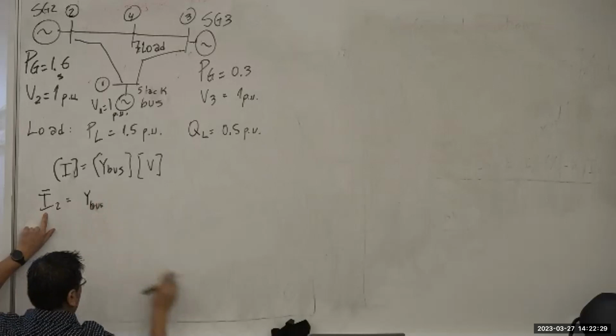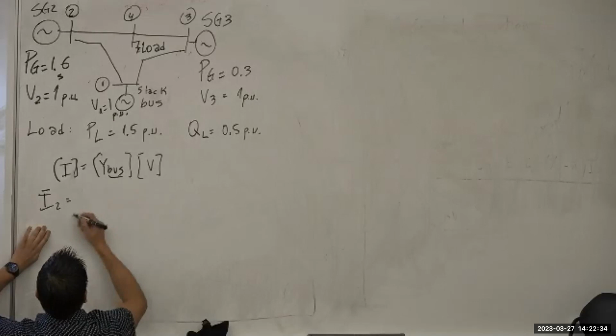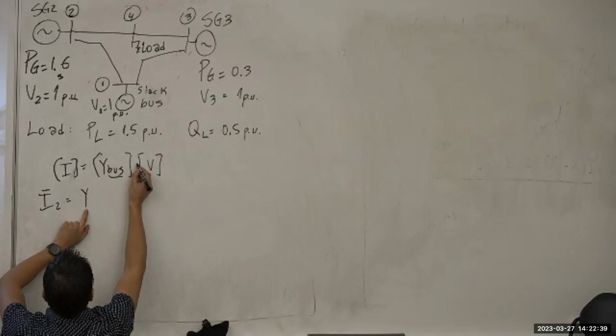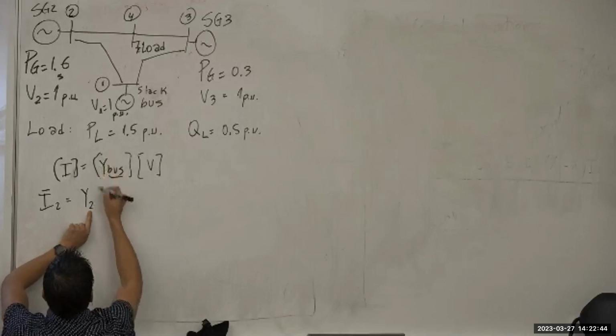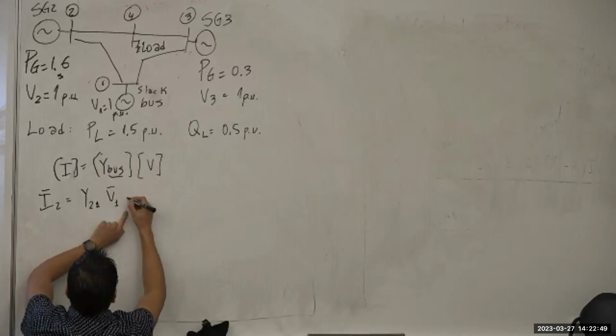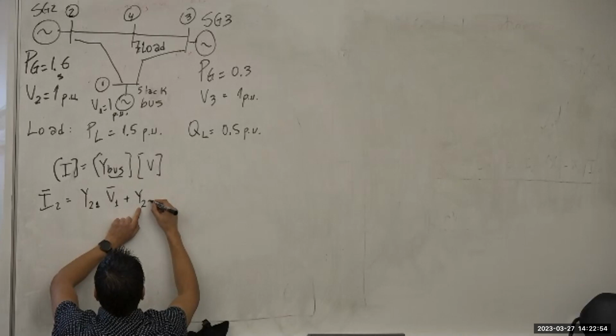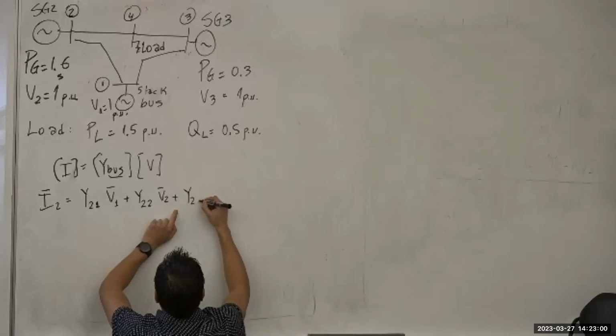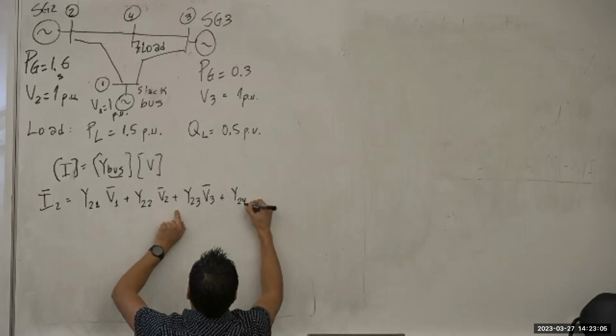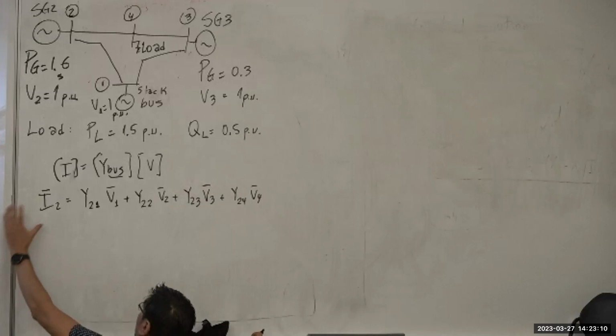let me simplify this notation. I'm going to ignore this bus. I'm going to look at the second row of this equation. It's going to be Y second row, first column, multiplied by V1, plus the Y bus second row, second column, multiplied by V2, then the terms for V3, and the last term, V4. So in this equation, if we know how much is that current injected, we can solve for V2.